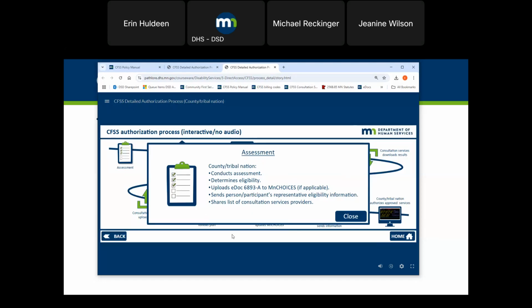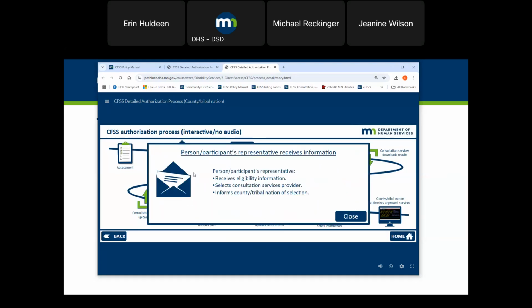This link here that we're going through today was really designed for both lead agencies and providers. So there are pieces of this that are going to be important for you to understand, but some pieces that are really just important for lead agencies. So that one in particular, they're going to upload the information into MinChoices. They are going to send the person or their representative the eligibility information regarding CFSS. And they're going to share a list of consultation service providers with the individual.